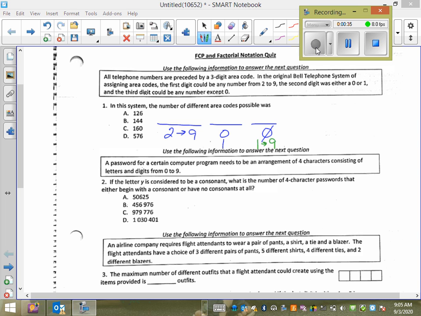2 to 9 is how many numbers? 8. 0 and 1, 2. 1 to 9, 9. 144. (72 times 2).